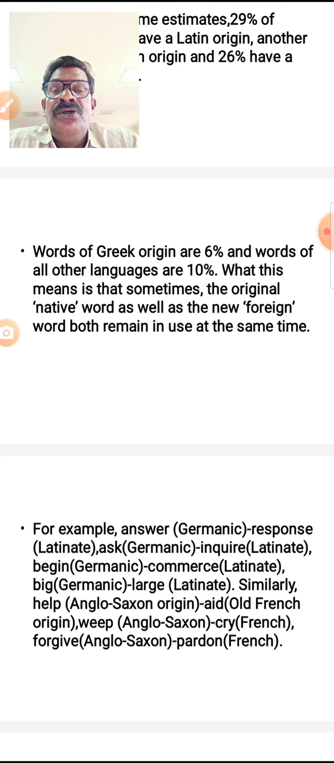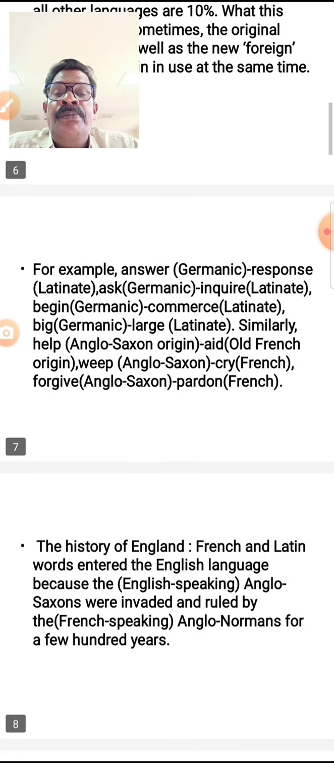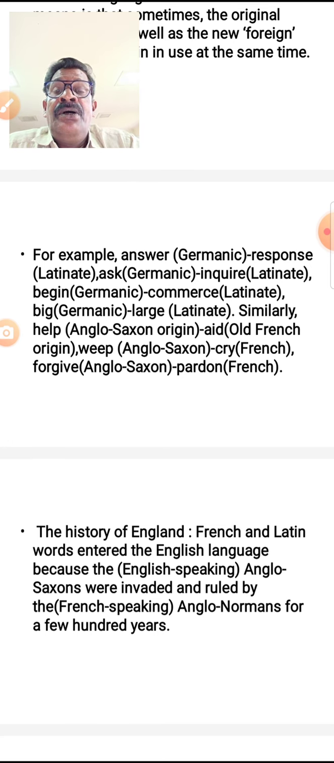Right? So whatever words we are using in our day-to-day spoken or written language, they are not exactly English words. Most of them have been borrowed from Latin, Germanic, and other languages. So now let us come to what is the exact native meaning and foreign meaning. For example, answer, Germanic. So in German, answer means response.